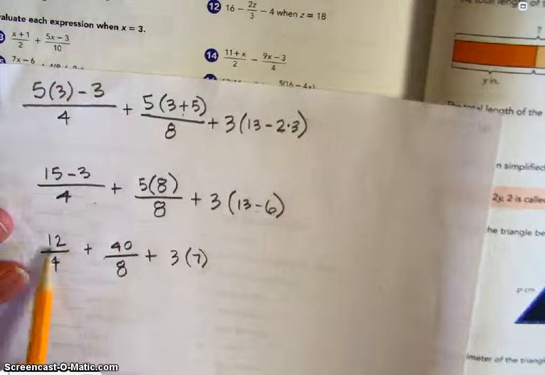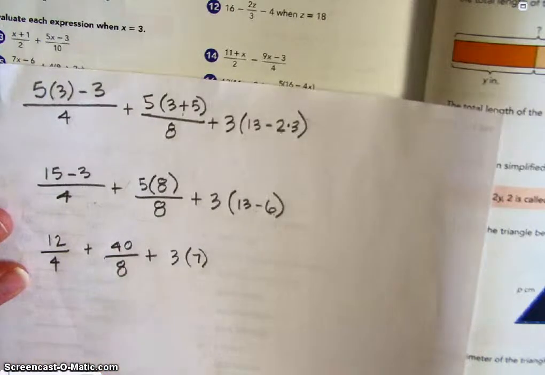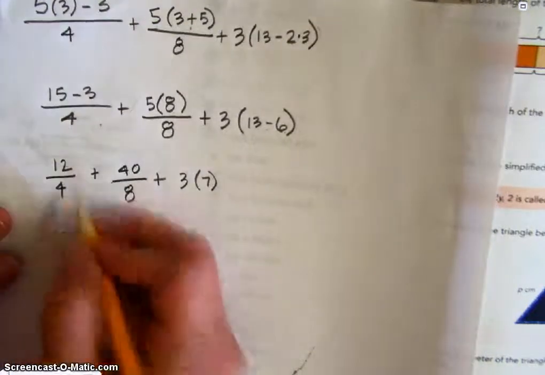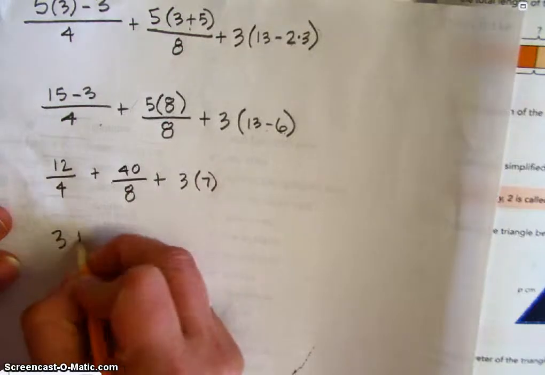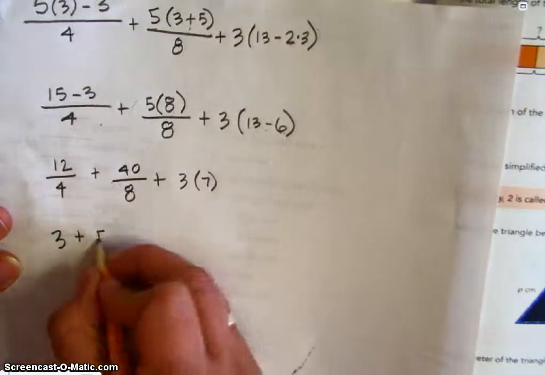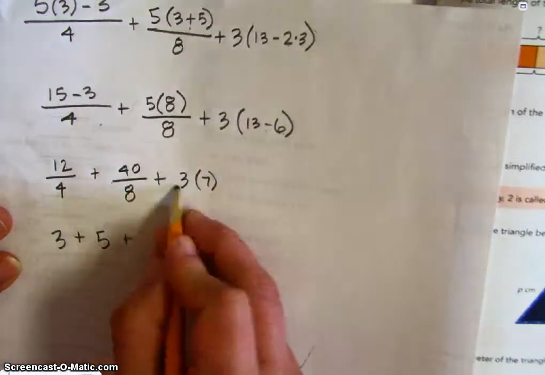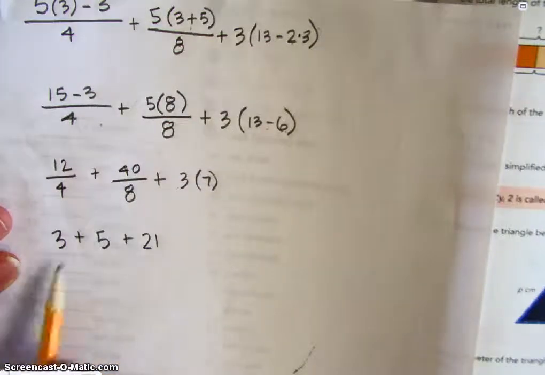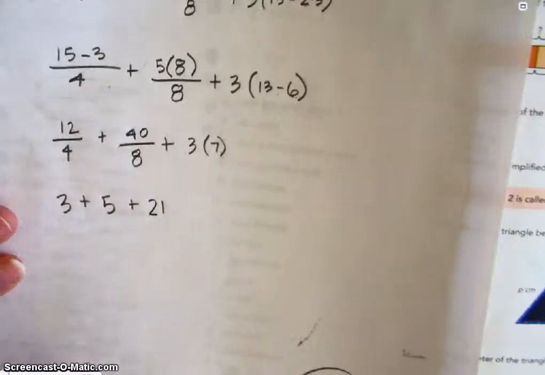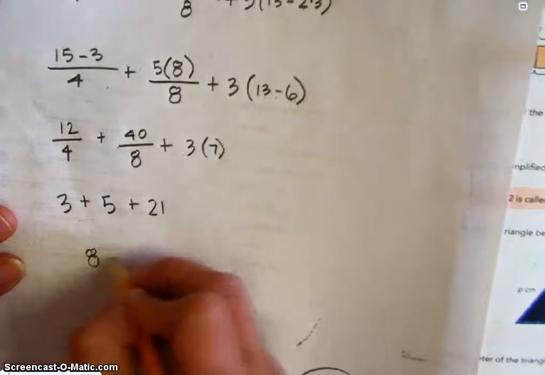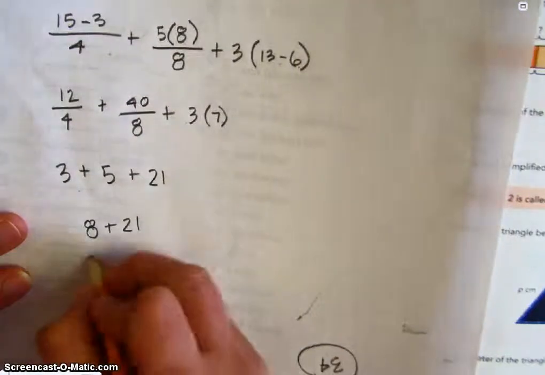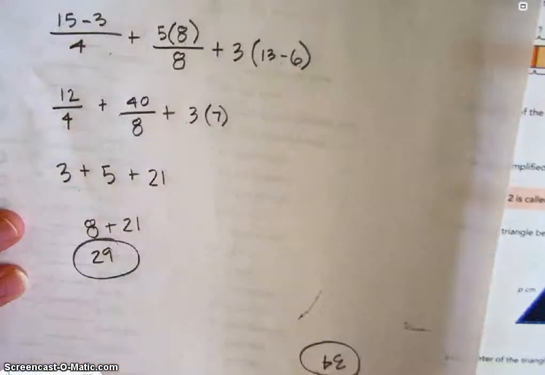Now I just need to do that again. I need to do my division and my multiplication. So I will go 4 into 12 is going to equal 3, plus 8 into 40 is going to equal 5, plus 3 times 7 is 21. Now I could just go ahead and add all those together. 3 plus 5 is 8, and that'll be plus 21. 8 plus 21 is 29, which is your answer.